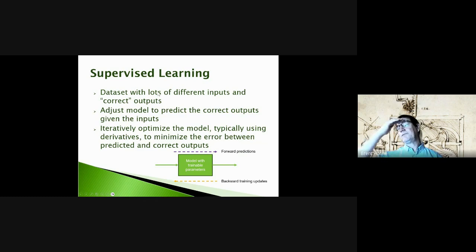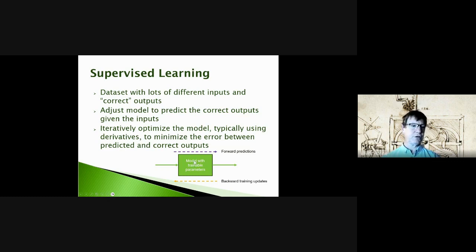But first we'll look at supervised learning, and we'll spend a few lectures on this. Here we have a data set with lots of different inputs and correct outputs, as correct as we think we can make them. Then we're going to adjust our model to predict the correct outputs given the inputs. We're going to have some sort of model here. It might be a neural net, it might be something else. There are lots of other types of models.